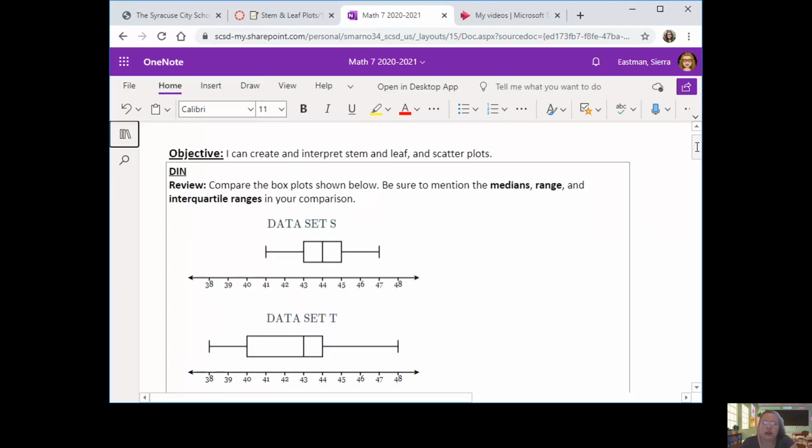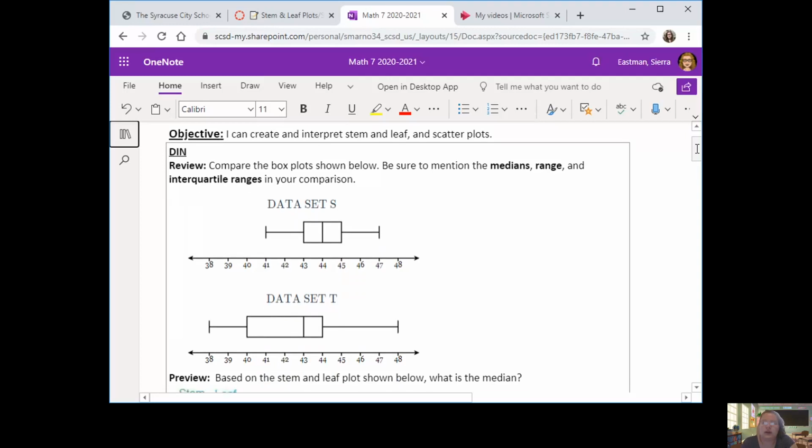We can compare the box plots shown below by just writing a couple of statements about what we notice. If you remember from Friday's lesson, we know that our minimum is represented by our first line here, and our maximum is represented by our last line here. And so that shows us the range. It looks like the range of data set S is much smaller than the range of data set T, if you're looking at that full length there.